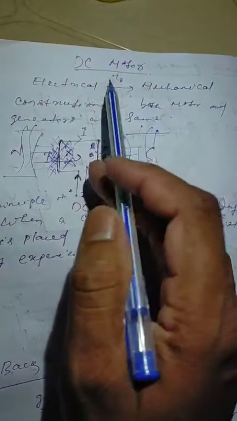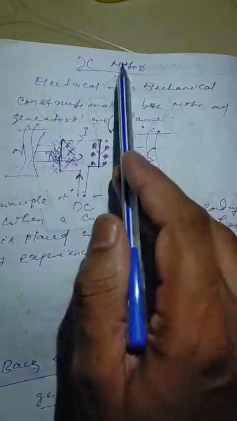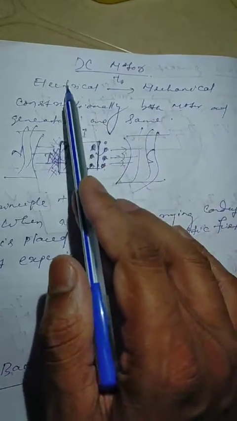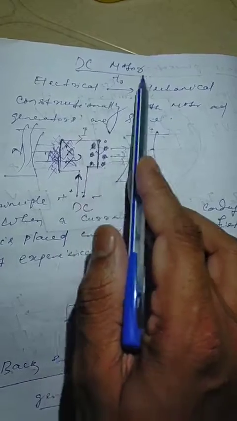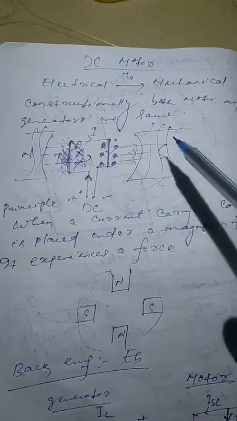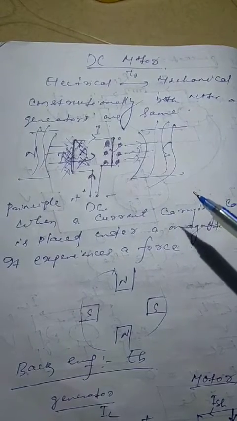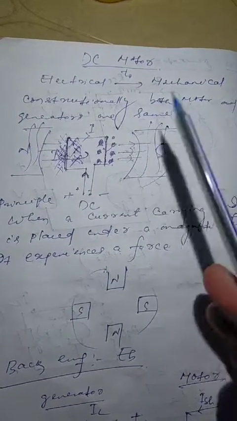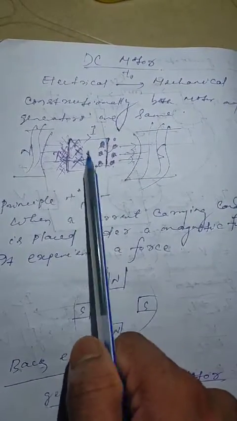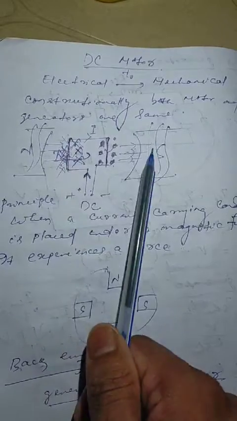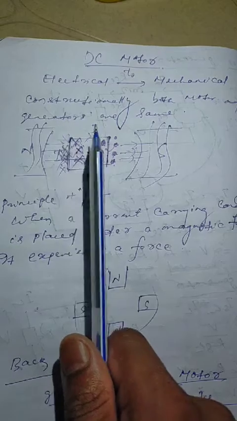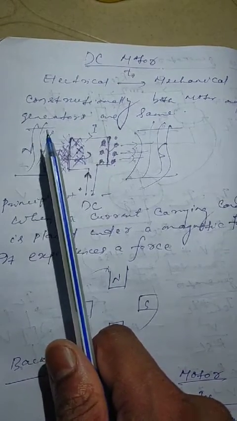So good evening. Today we'll go for DC motor, and as all of you know, it is a machine which converts electrical energy into mechanical energy. Actually, how is this done in a machine? First of all, constructionally, as I have told you earlier, your motor and generator are the same. Whatever the construction is for the motor, the same construction will be there for the generator.